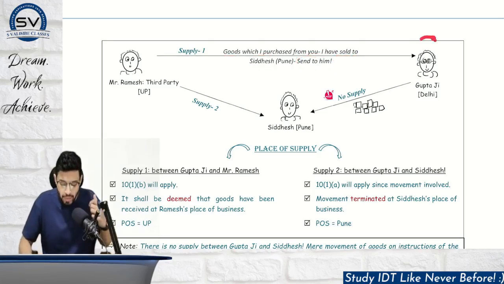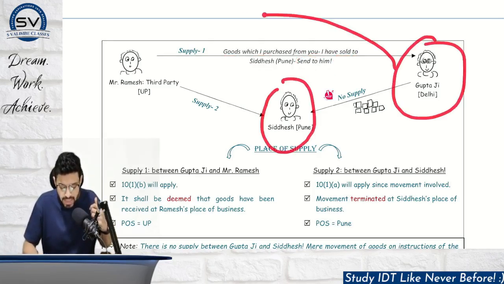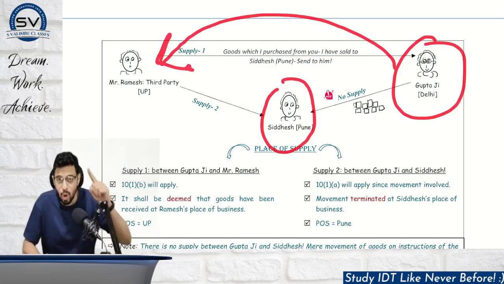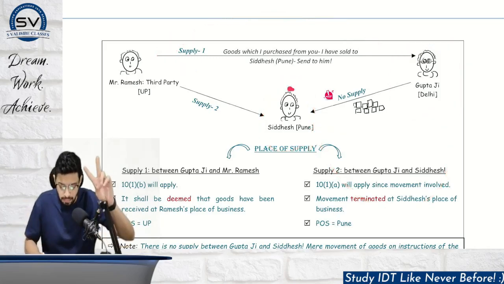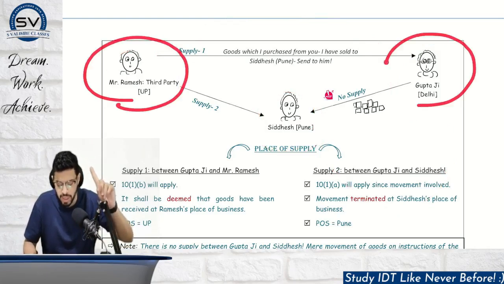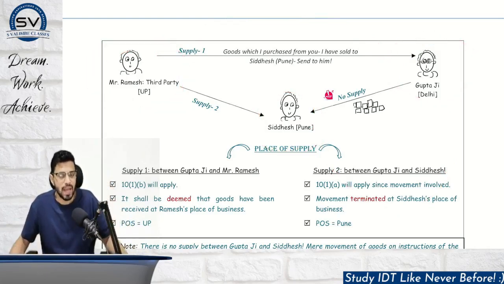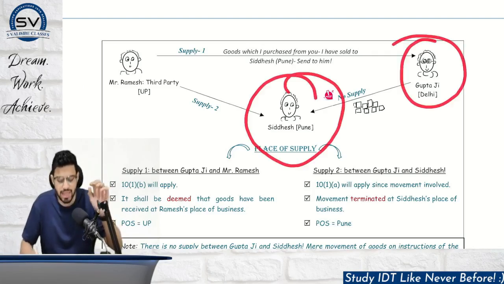So basically Gupta ji is not concerned with me. Gupta ji is concerned with Mr. Ramesh, and on the basis of directions of Mr. Ramesh, Gupta will send the goods to me. Right? So the second supply is between me and Mr. Ramesh, and the first supply is between Mr. Ramesh and Gupta ji. Now tell me one thing. Is there any kind of supply or any kind of link between Siddhesh and Gupta ji? The answer is no.